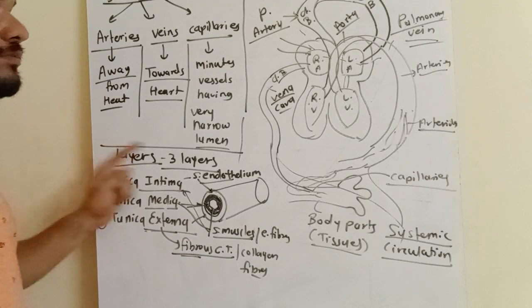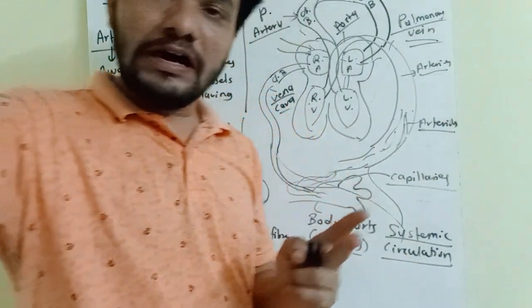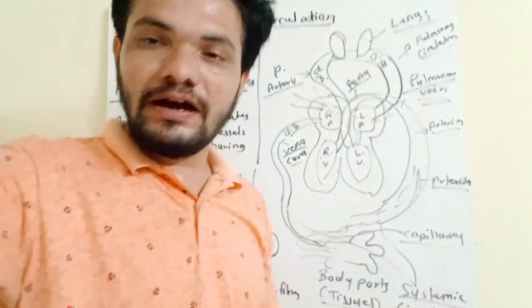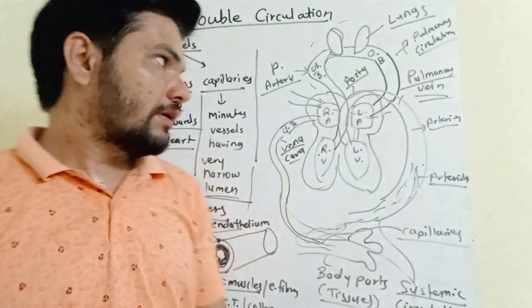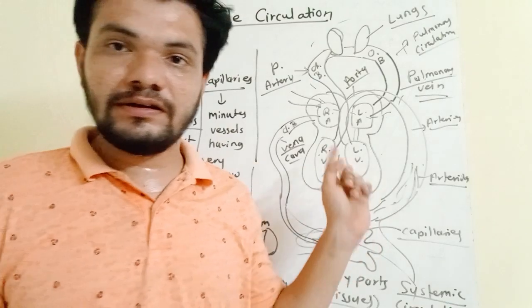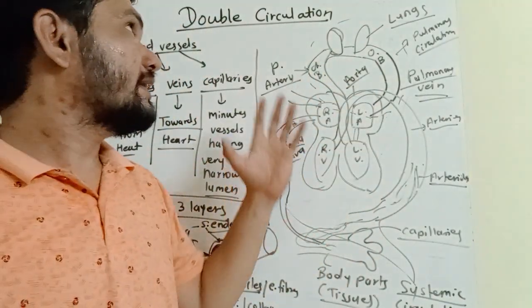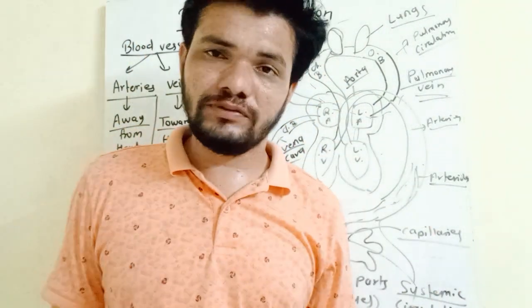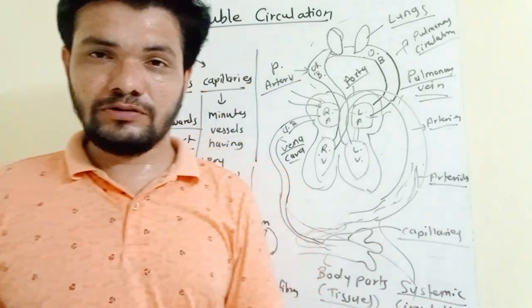So there are two pathways, and blood is coming towards the heart twice, and blood is circulated from the heart two times. That's why we are saying double circulation. There are two pathways: the pulmonary and systemic circulation.